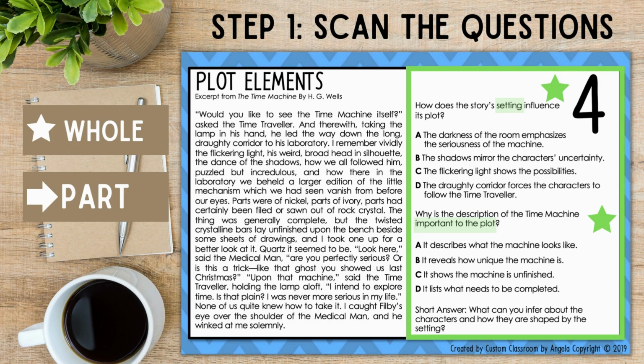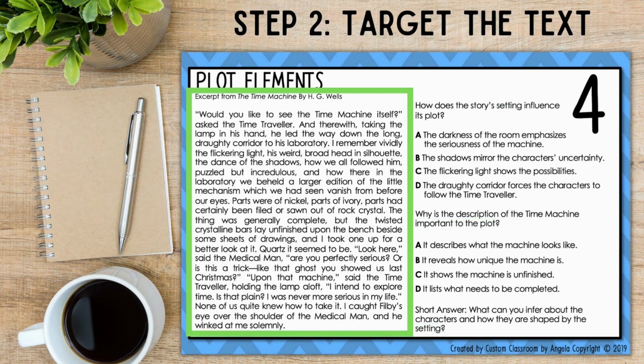Next question is, why is the description of the time machine important to the plot? Again, this is a whole question where we need to return to all the text to figure this out. The final question is, what can you infer about the characters and how they are shaped by the setting? This is also a whole question. So let's move on to step two, target the text, where we're going to carefully read the passage.